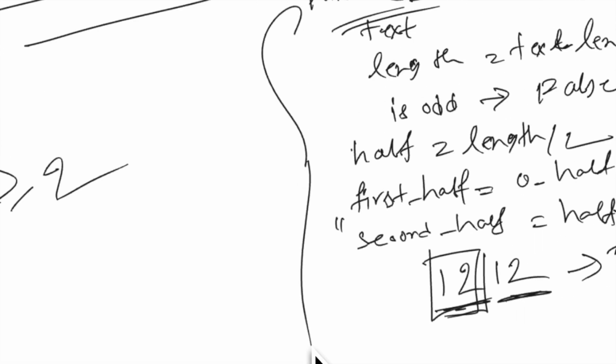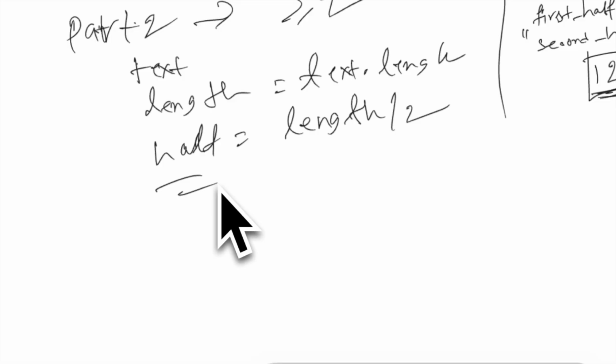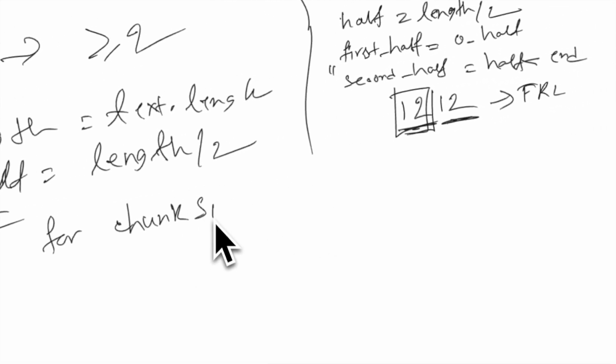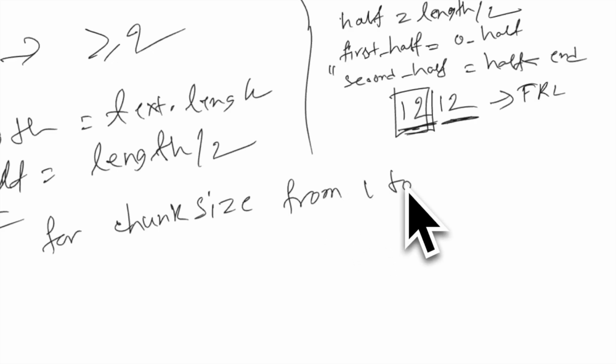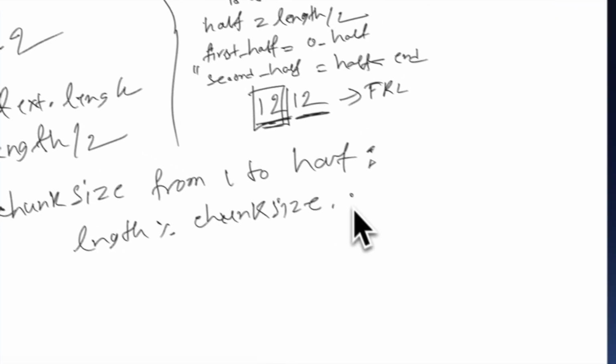Now let's check part two. We'll do the same thing. First we'll create the text or string value of the number, then we'll get the length of the actual number and the half of it. So length is similar to the previous one, length divided by 2. Now we'll loop up to the half. Let's say this is the chunk size, from 1 to the half. If the length is not divisible by the chunk size properly, then there is no need to check.